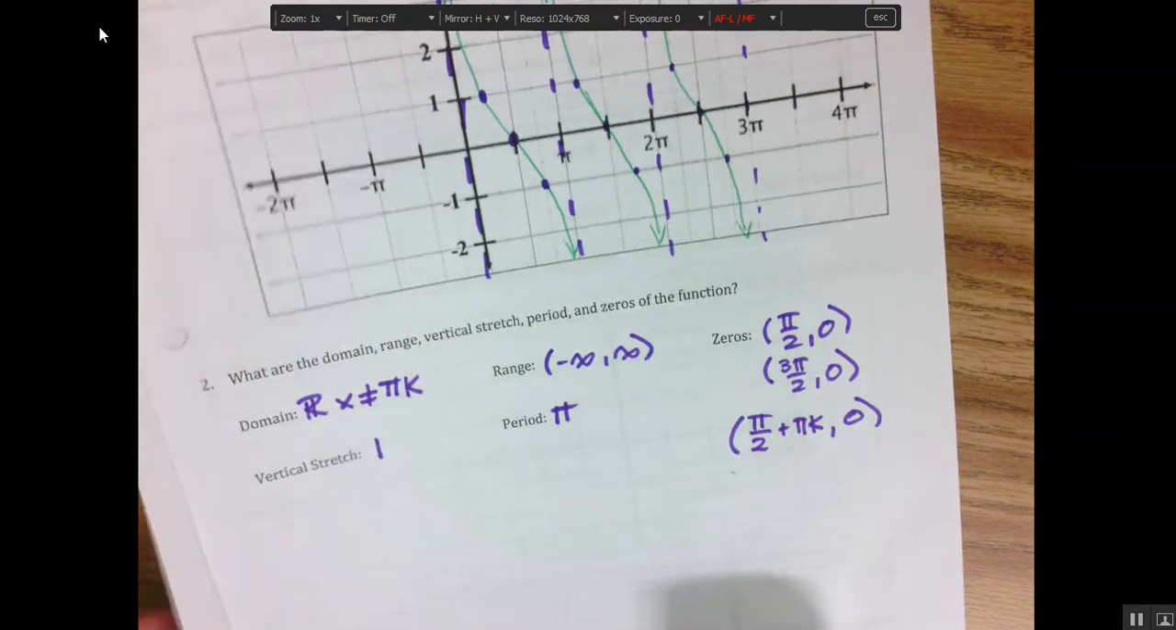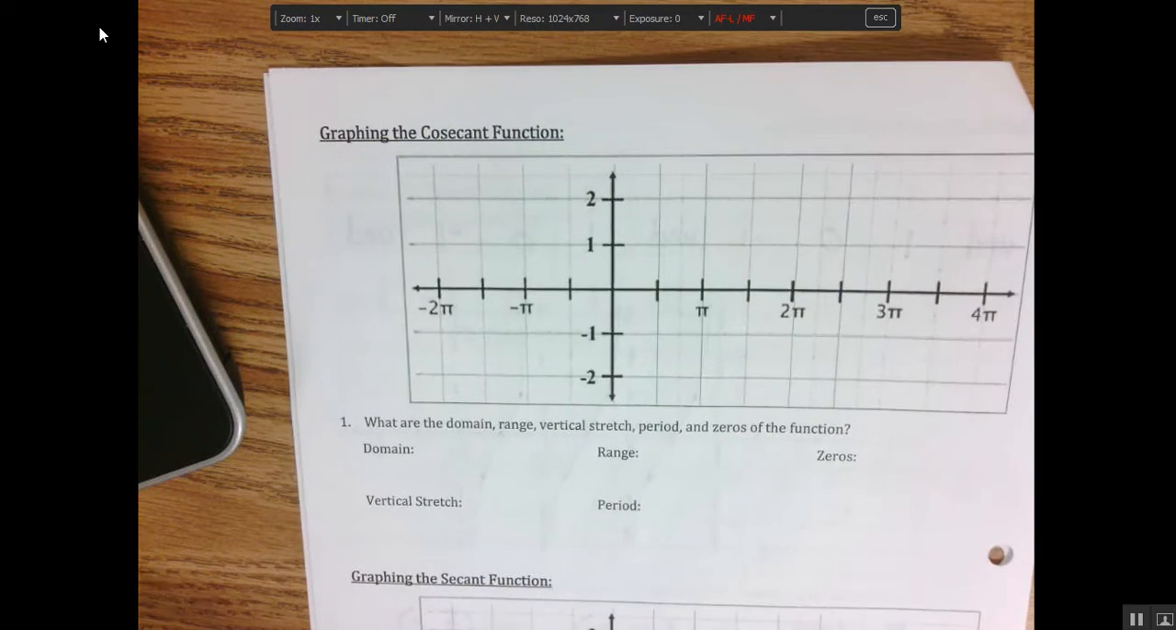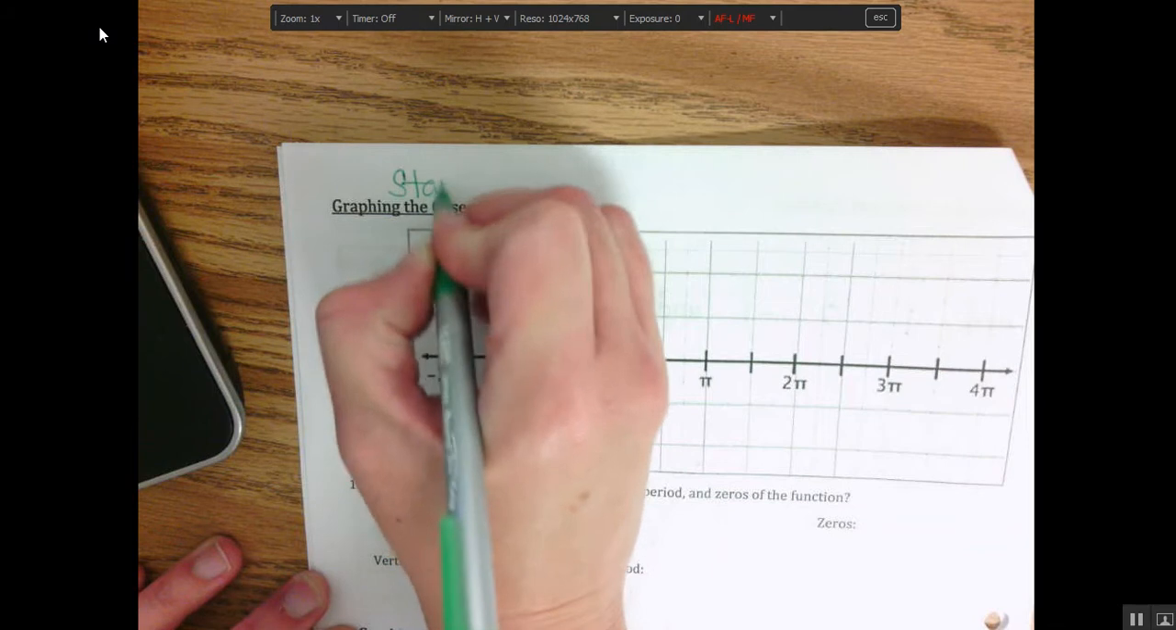All right, turn the page. Okay. Cosecant. Cosecant is the reciprocal of what? Sine. Cosecant's the reciprocal of sine. So when we graph cosecant, we start by graphing the helper function, which is sine.